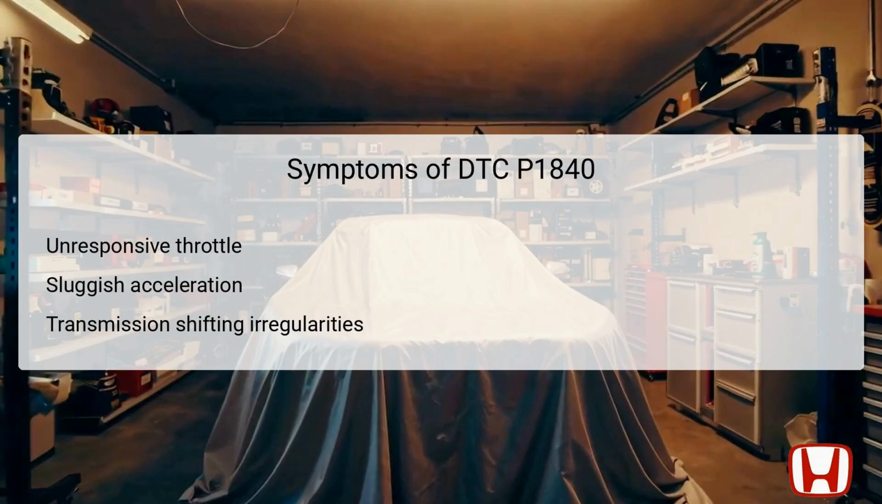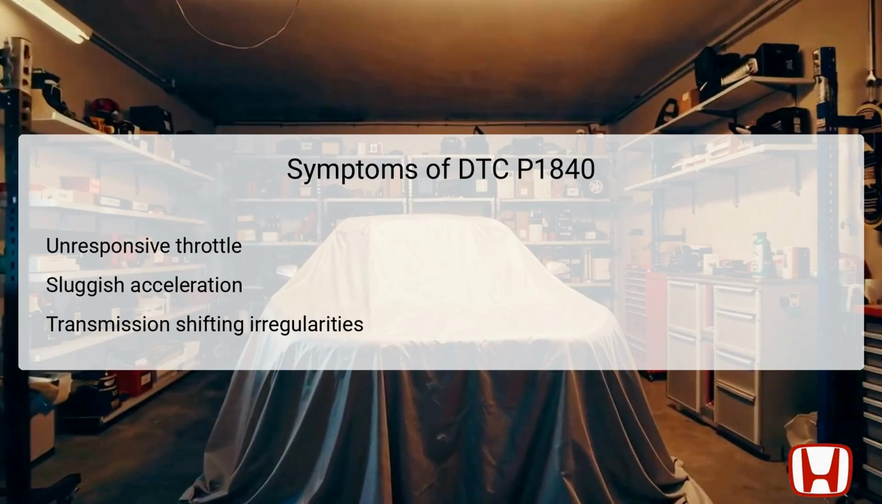When DTC P1840 is triggered, several noticeable symptoms may affect the performance of the Honda Accord. One of the primary signs is an unresponsive throttle, where the vehicle may fail to accelerate promptly despite pressing the accelerator pedal. This issue is closely linked to the CVT's reliance on accurate speed readings. Without these, the vehicle might hesitate or lag upon acceleration.